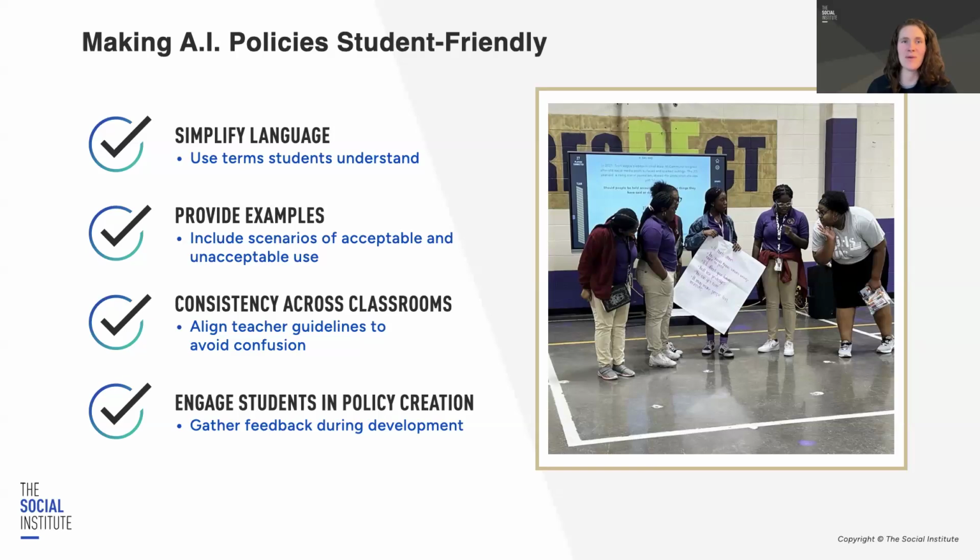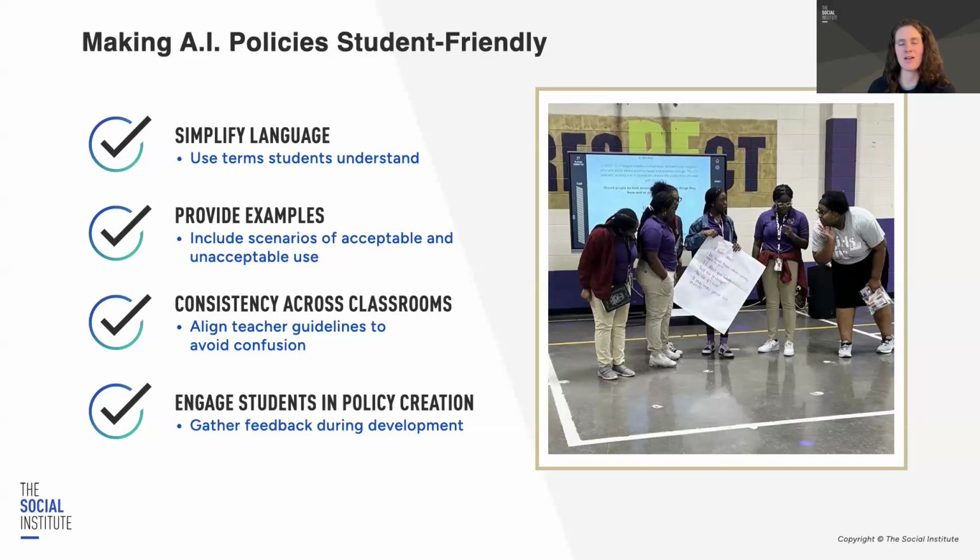Again, you could actually use different AI tools to ask it to take your policy and make sure that it fits that audience. We want to provide examples as well. This is a new space, not only for your students, but again, someone mentioned it, for your teachers. So including scenarios of acceptable and unacceptable use is going to be really helpful as you have this policy and these conversations. Having consistency across classrooms, another key here. We want to make sure that we're aligning teacher guidelines to avoid confusion as the students go from class to class and assignment to assignment. And then, of course, engaging students in policy creation. I mentioned at the beginning that student voice is so critical when we're talking about these topics.